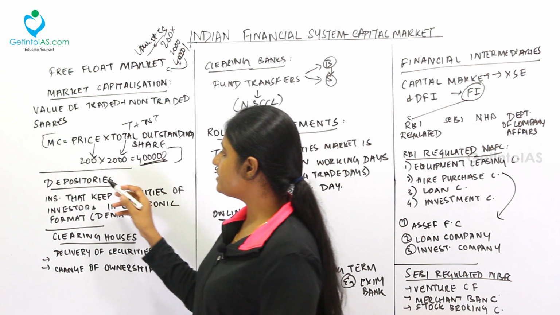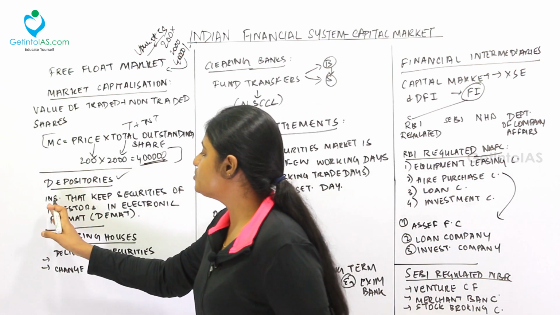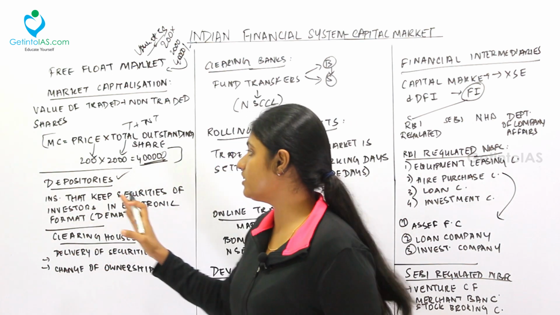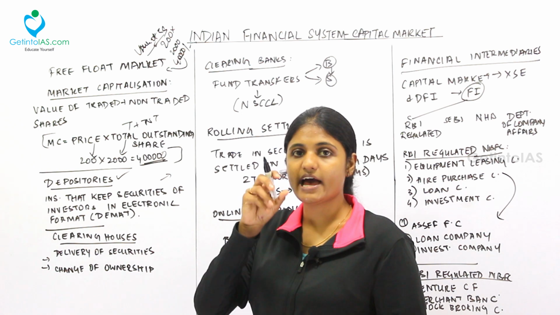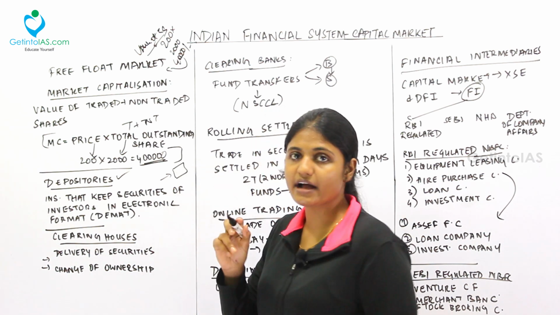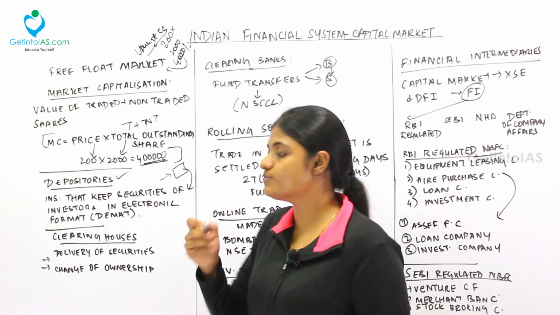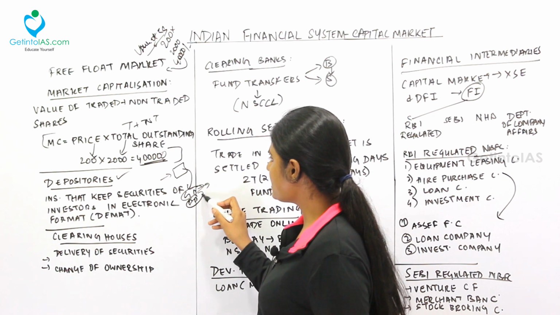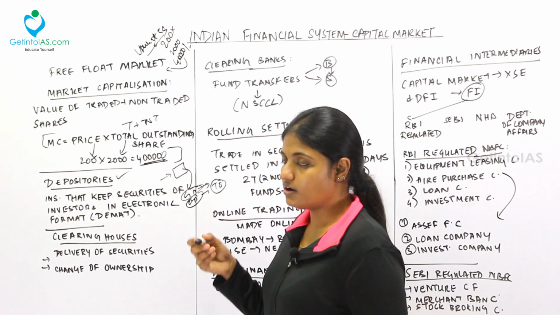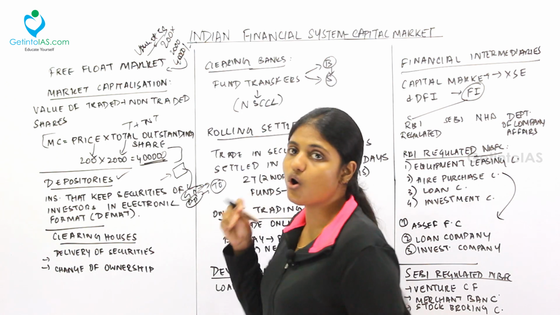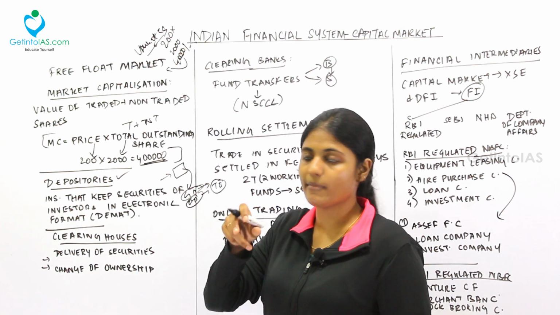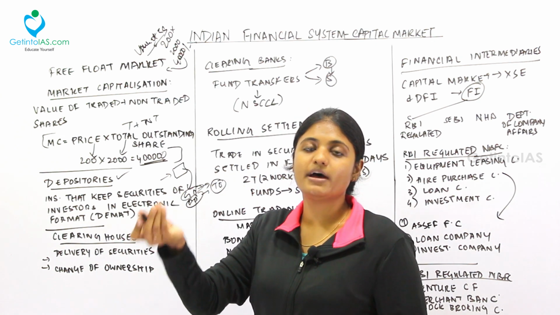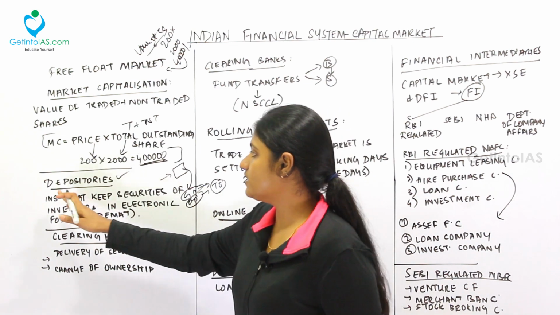Fine. Next, moving to the depositories. What are depositories? The institutions that keep securities of investors in electronic format are called depositories. See, normally I go and deposit my money inside a bank account. But I am also using various instruments like Google Pay, Phone Pay. All these are electronic modes of transaction. With this, I transact my amount, I find my balance. All this I do with the help of electronic mode. So all the data are saved in electronic format, that is called a demat account or dematerialized account, which is not in paper format but in electronic format. These are called depositories.